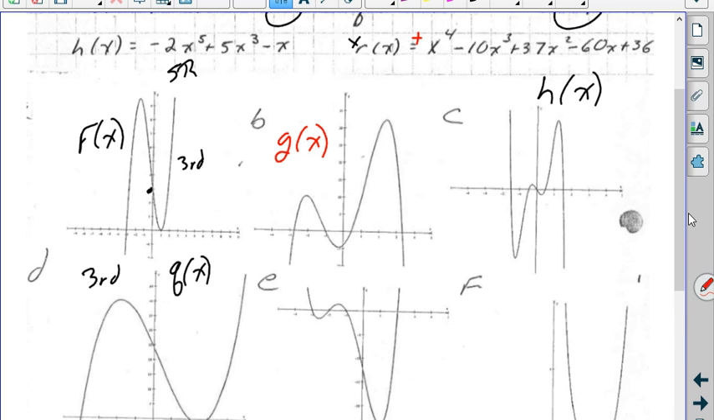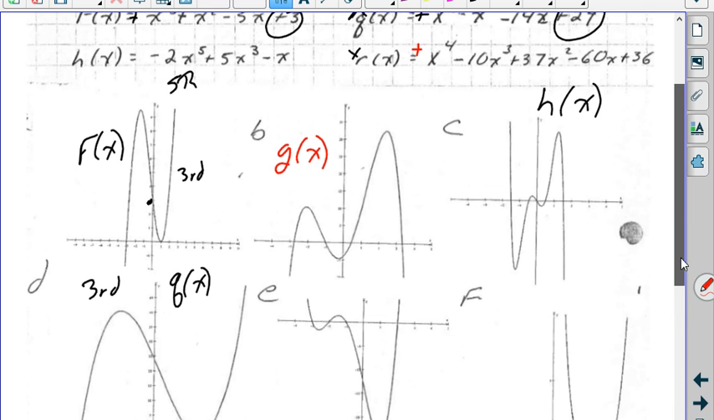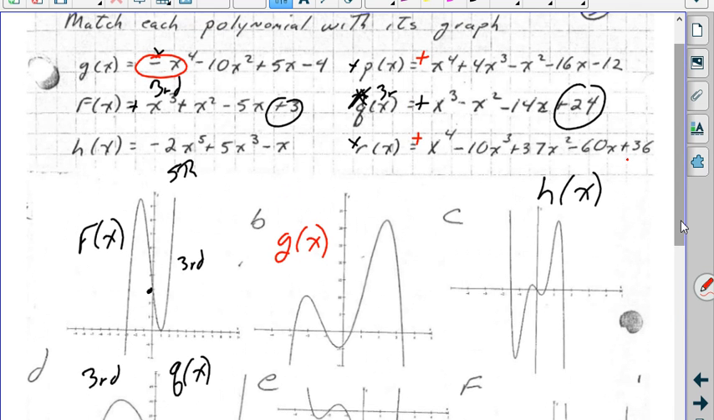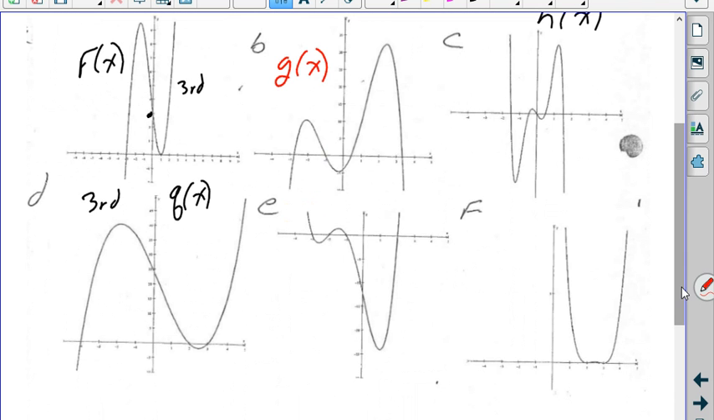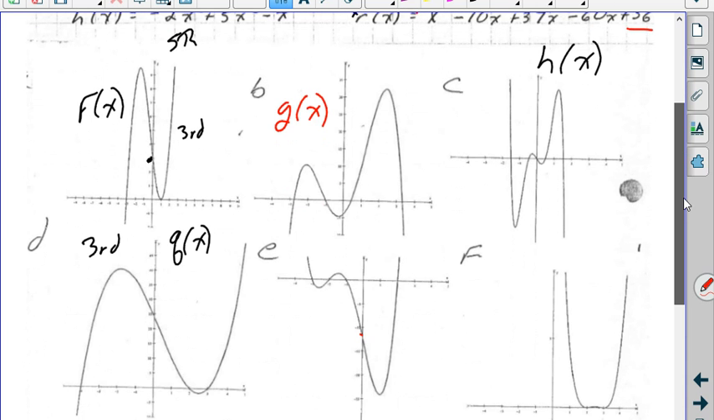So now we are going to, again, use our y-intercept. How do we distinguish between the two that we don't have? Well, we've got a 36 constant term, and we have a negative 12 constant term. Well, this is the only negative. So this guy here is going to be P of x. And then by default, this guy would be R.